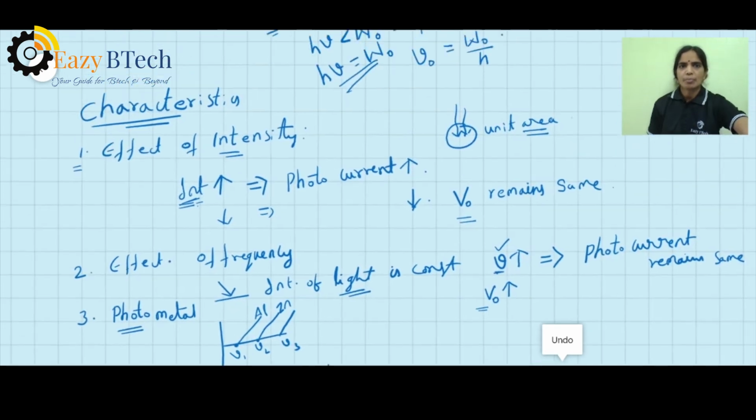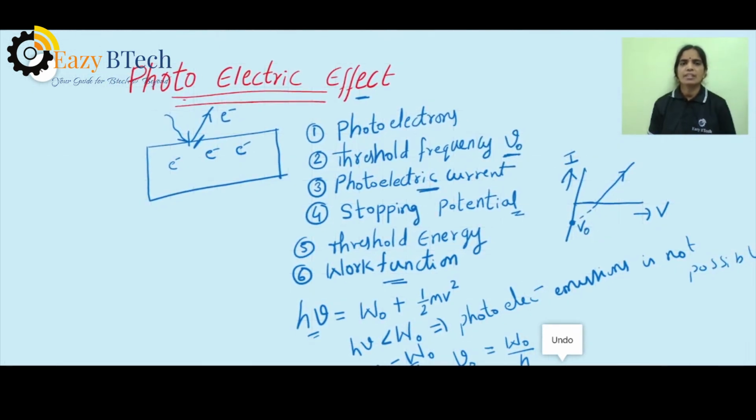So let's have a look at the important terms that we have with the photoelectric effect. The first one is photoelectrons. During this photoelectric effect, we have electrons ejected from the metal surface, and we call them photoelectrons. And the current from these photoelectrons is termed as photoelectric current.